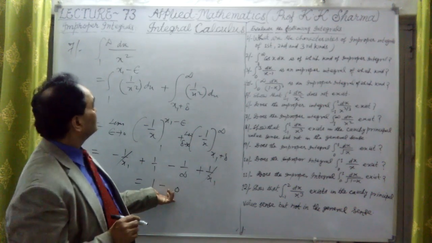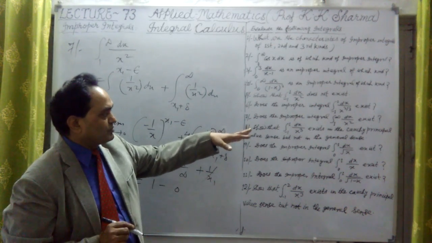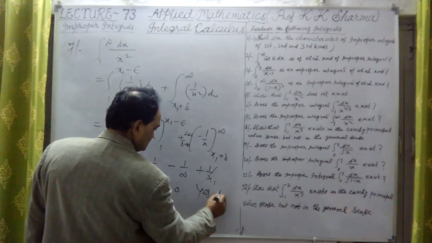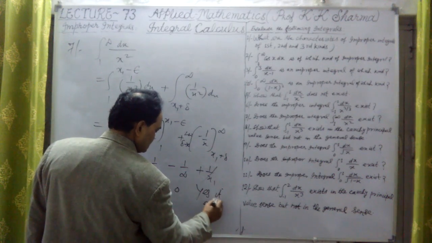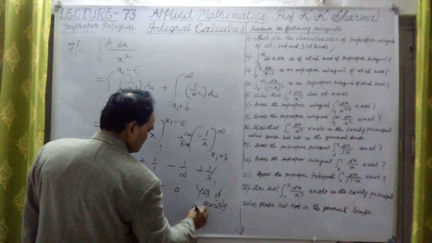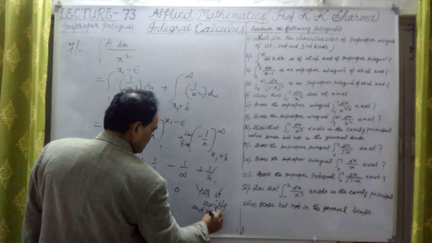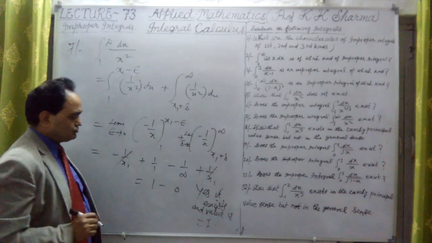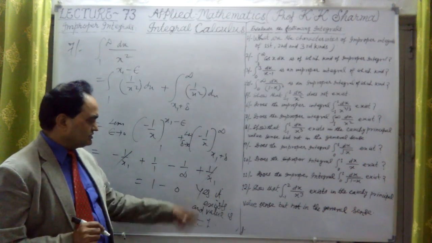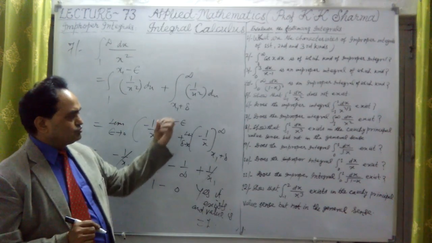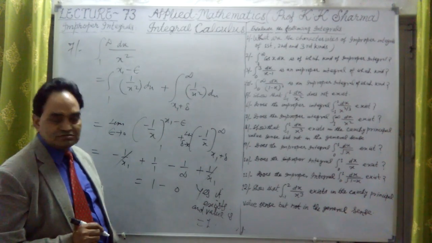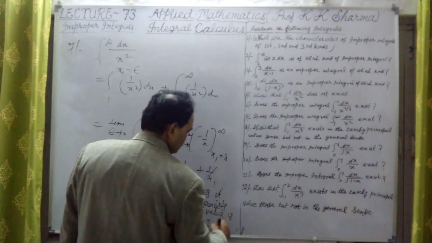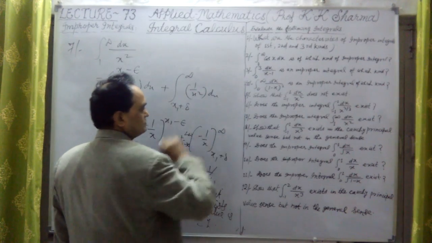Does it exist? Seventh question. Does the improper integral exist? Yes, it exists. And the value is 1. So this is the answer. One value is there, the function exists. The total value comes out to be 1. That means the function exists. At least at one point it is existing, so it is equal to 1. Question number 7 we have done.